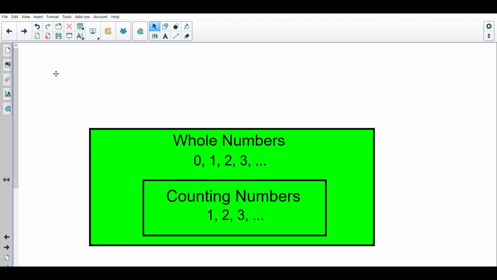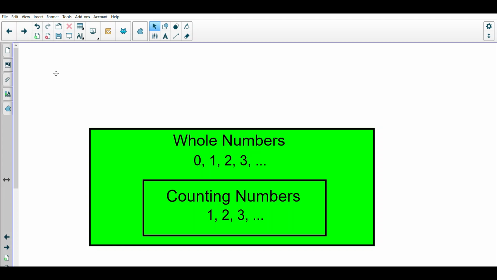We have that because when you start addition and subtraction, 3 minus 3, well, you need an answer for that. That would be 0. That's where the whole numbers become whole numbers. Think of these as Russian nesting dolls. All counting numbers are whole numbers, but not all whole numbers are counting numbers, because 0 is not a counting number.